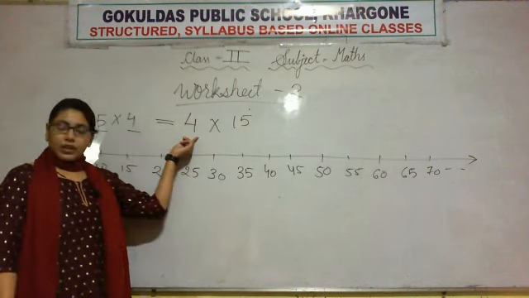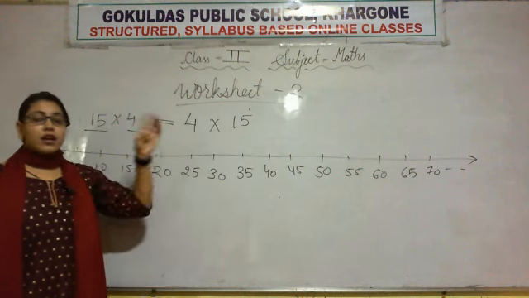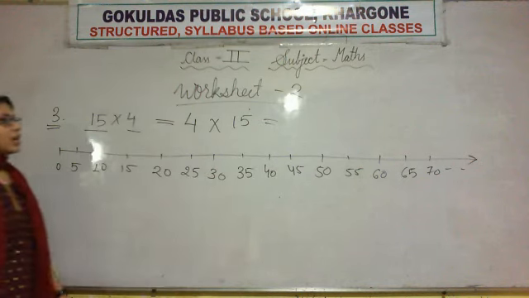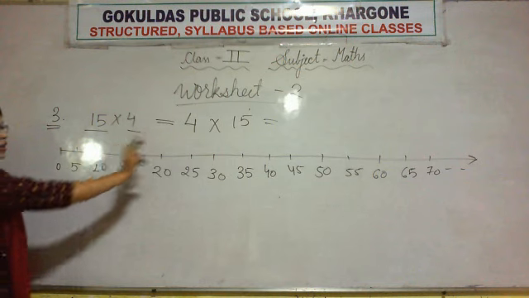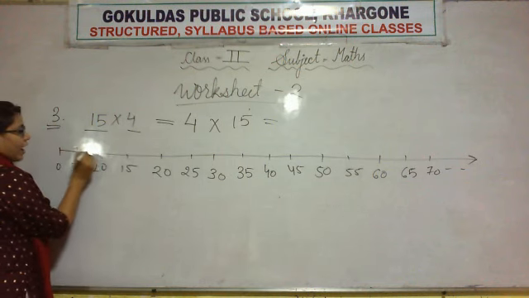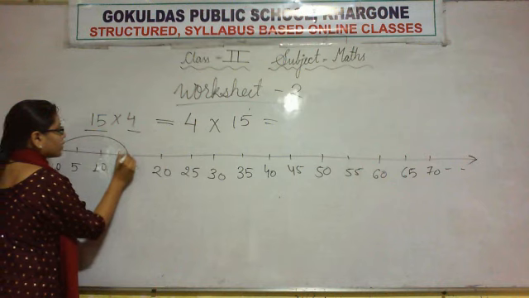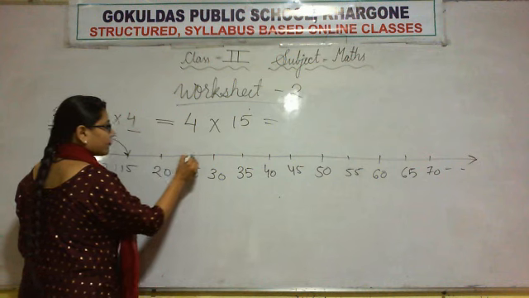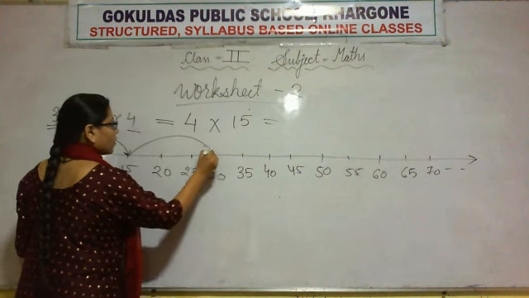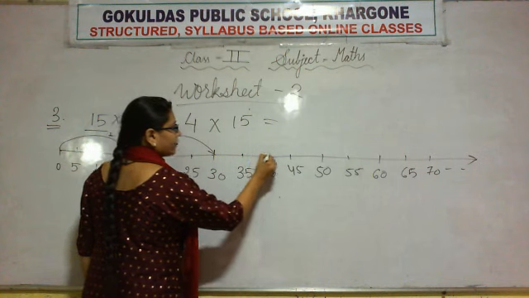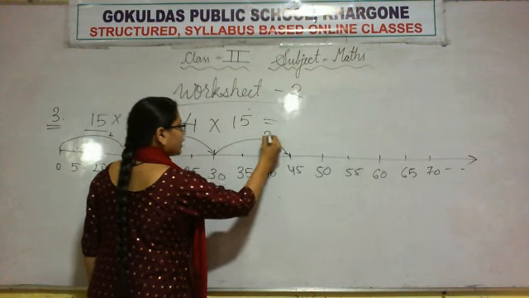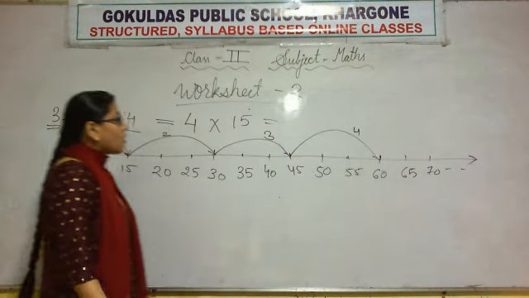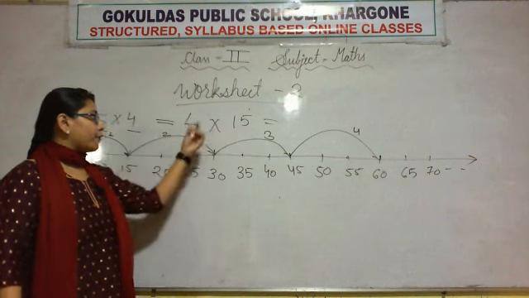Now skip number 15 for 4 times. Now this will be easier for us. So let's start skipping number 15. So 5, 10 and 15. Here is number 15, so we skipped it for the first time. Now again 5, 10, 15 for the second time. 5, 10, 15 for the third time. 5, 10 and 15 for the fourth time.